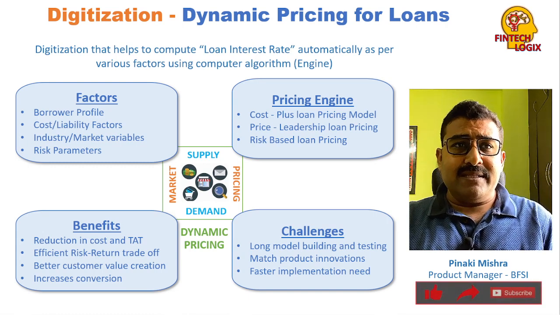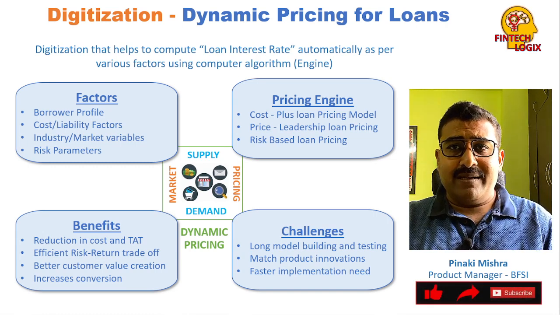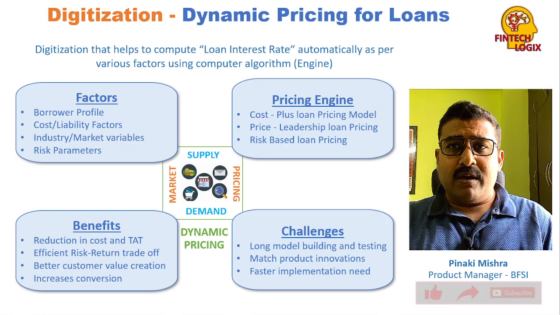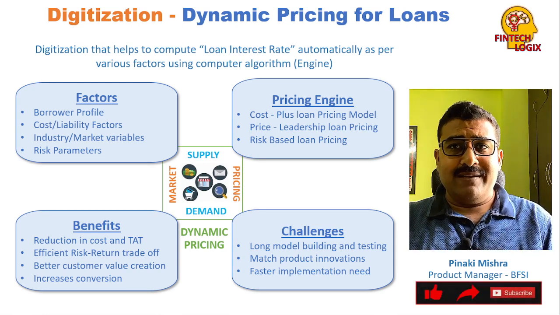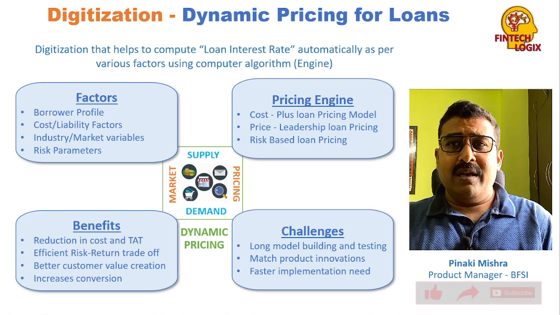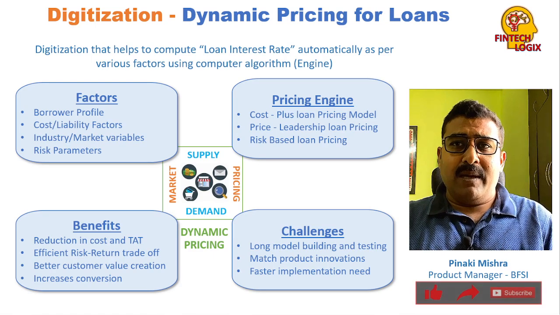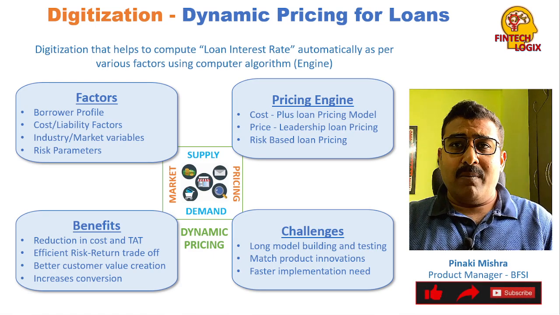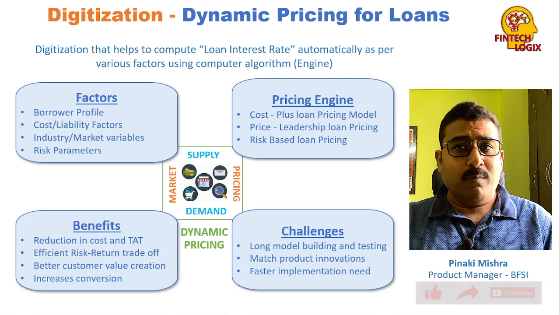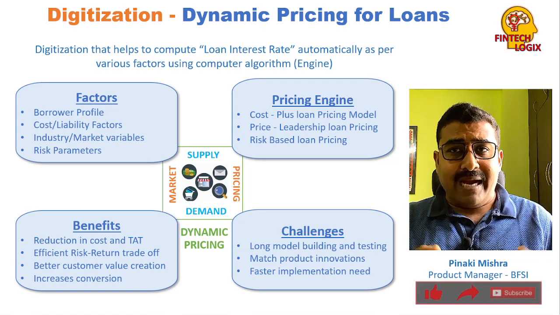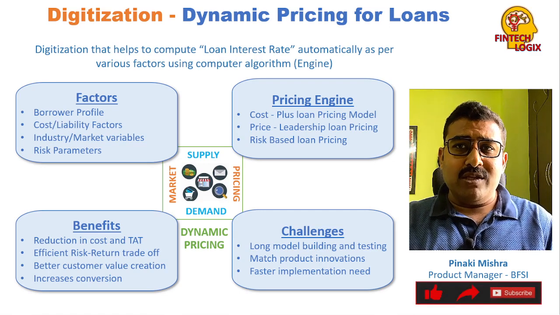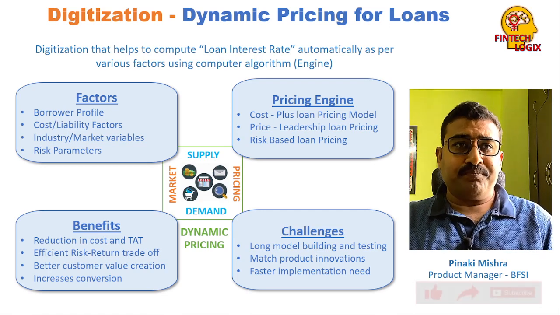Now the second thing is cost and liability factors. So this takes into account the cost of funds for the lender. Suppose the lender is giving a loan of, let's say, 5,000 rupees. Now how is this 5,000 fetched? By either taking deposits or by borrowing from some other lenders at some specific rates. Now these cost and liability factors at that point of time also play a major role in deciding the pricing.